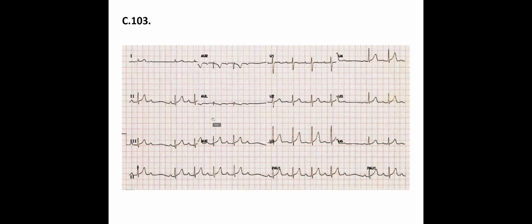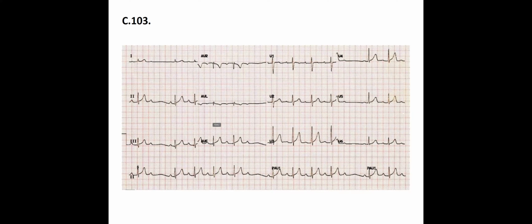So first of all, it's non-rhythmic. Then heart rate looks like 50 BPM. And then about the axis, the first lead is positive and then AVF is also positive. So it looks like normal axis. Then about the PR interval, the first one is around 0.2 second, but the second is 0.24, and then the third or fourth are 0.28. So the PR interval is extended.